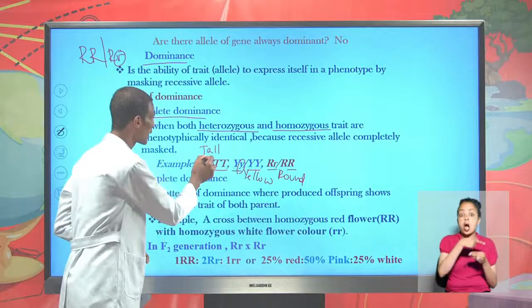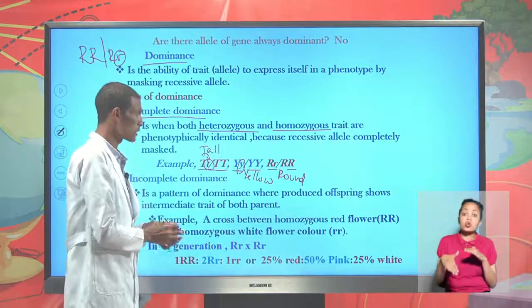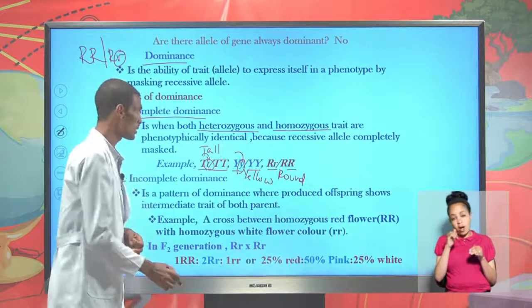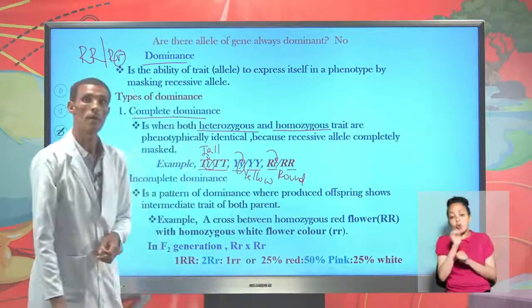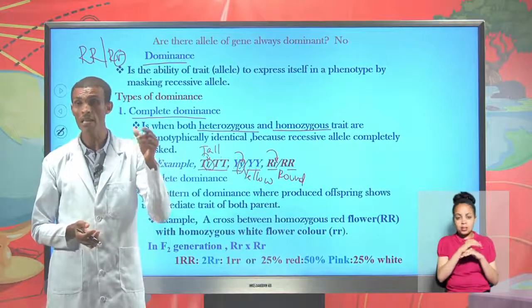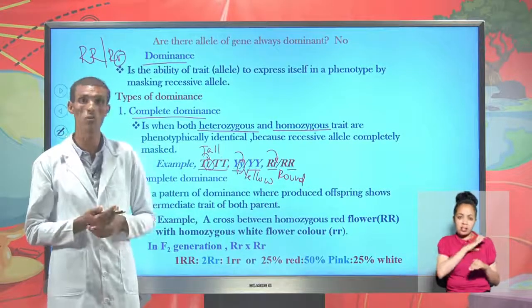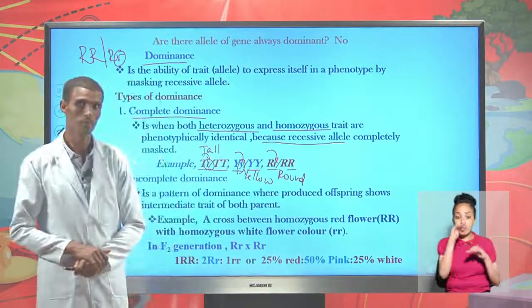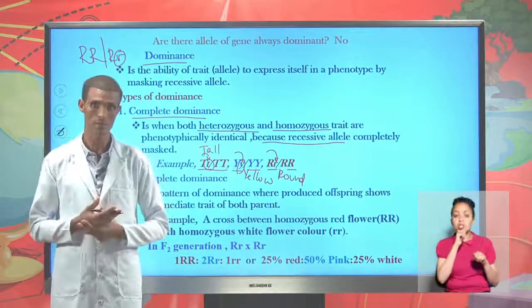So here, the character of T capital is completely dominating the character of T small. The character of Y capital is completely dominating the character of Y small. The character of R capital is completely dominating this one. By that, we mean complete dominance. When an allele from the dominant character completely dominates the allele from the recessive one, we call it complete dominance. Well done. The other type of dominance here is incomplete dominance.